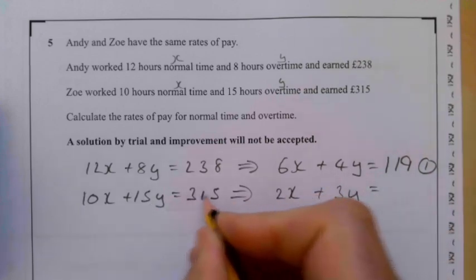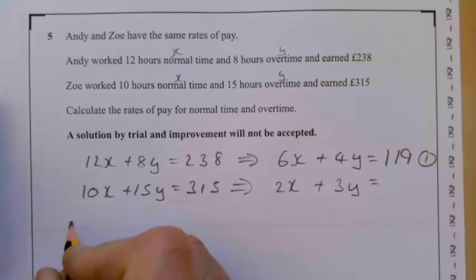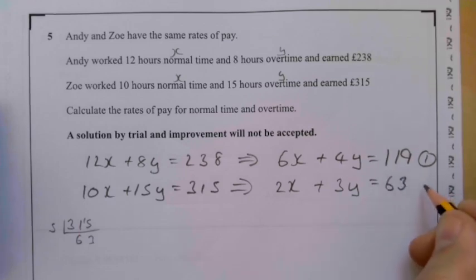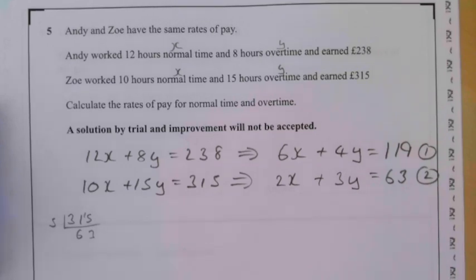This one divides by 5, so it'll be 2x plus 3y. And dividing that by 5, just be careful. 6 goes in 315 with 3 left over, so it's 63. And that's equation 2.